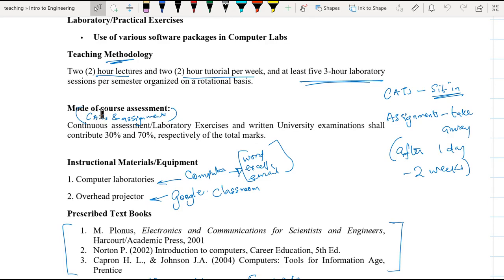Now about the cards and assignments, you are expected to do 3 cards and 3 assignments. So cards and assignments take a total of 30%, whereas the sitting exam, which you do at the end of the course, will take 70% of the course.